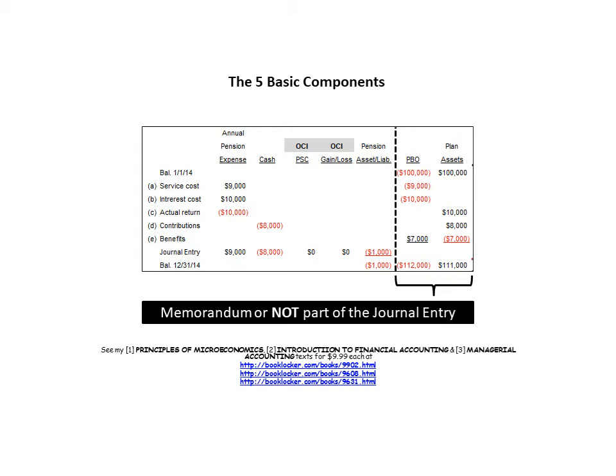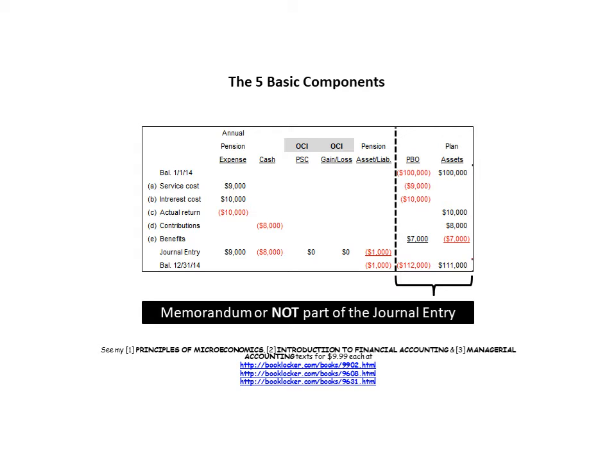There's the worksheet, and there's some actual numbers. I took these out of a textbook. And you want to look at the headings first. The far left-hand side, annual pension expense. That's going to be the expense that you book on your income statement. Next to it is cash. That's the amount that the firm is going to write as a check based on actuarial assumptions for the pension.